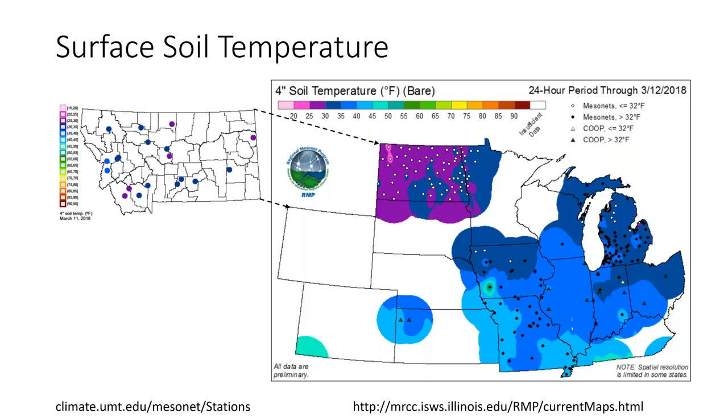As we look at Montana and the Dakotas, the surface soil temperatures are fairly low, ranging from 25 to 30 degrees Fahrenheit. In the Midwest, the soil temperatures are warmer, ranging from 40 to 50 degrees Fahrenheit, depending upon proximity to the Great Lakes region.